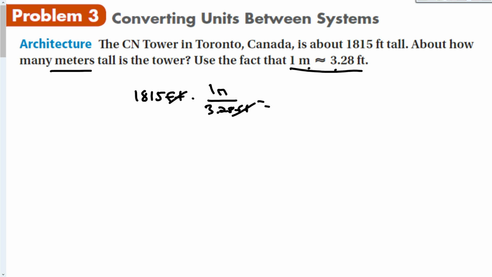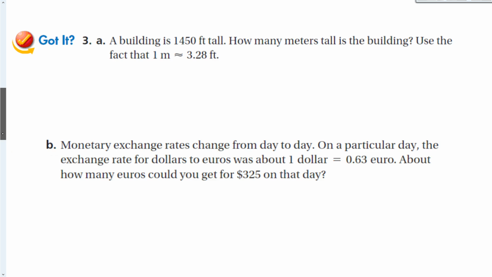divided by 3.28 turns into 553.4-ish meters, right? Meters is the unit that's left over. Okay? So the trickiest part here is not the math, it is the units, making sure that you're putting the right units and you're not getting confused.